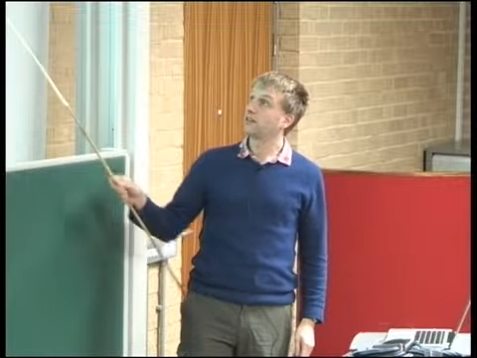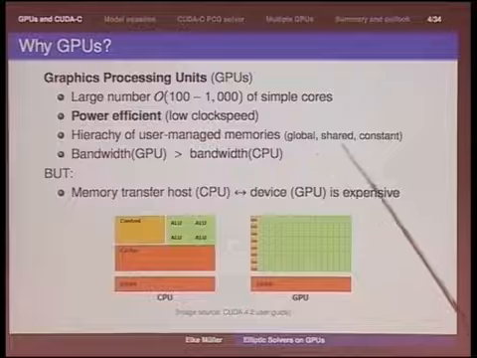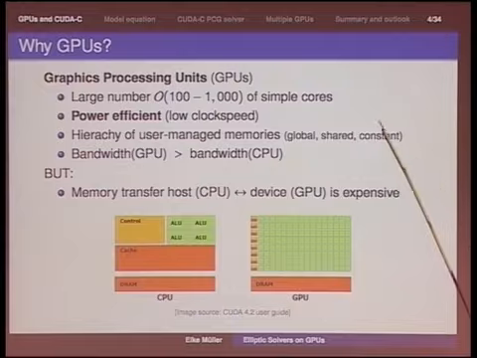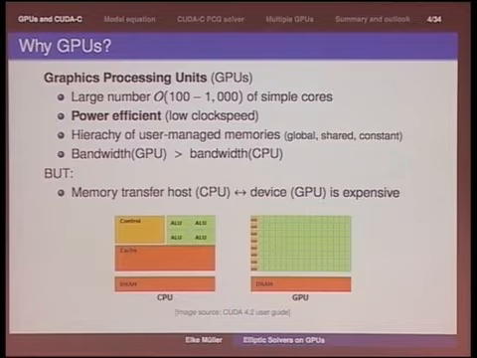There is a hierarchy of memories. There's some global memory, then there's also shared memory and constant memory. You can use that to make your code faster, and you often have to do it by hand to get the optimal performance. Again, that might change. It might become more automatic.